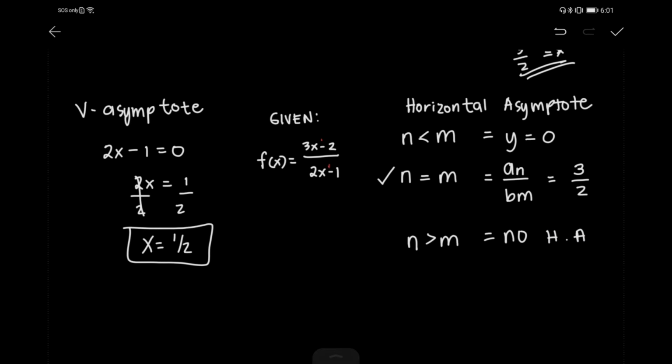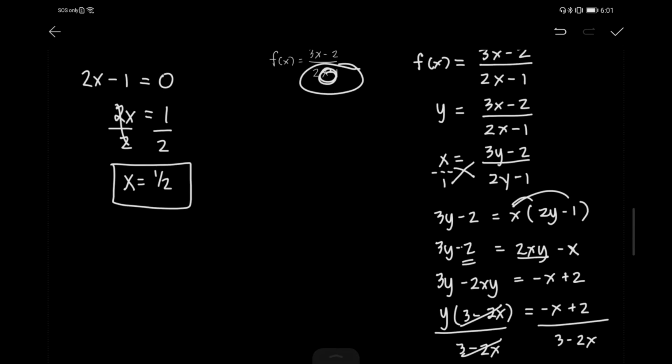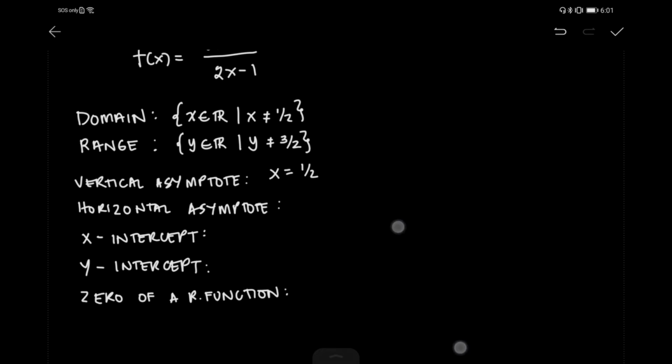Okay? So this time sa ating given, ang exponent ng ating numerator is equal to the exponent ng ating denominator. So therefore, pinag-divide natin yung ating leading coefficient na 3 halves. So therefore, ang ating horizontal asymptote is 3 halves. So, lagay natin dito, y natin is equal to 3 halves.